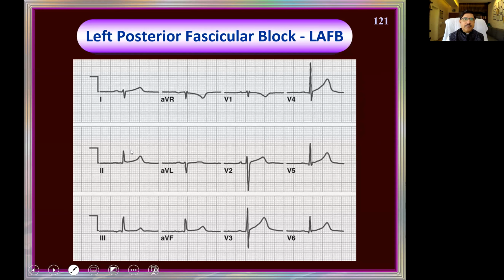Simply seeing a right axis deviation, you can't say posterior fascicular block. Is the patient emphysematic? Is it COPD? Does he have mitral stenosis? Is there pulmonary regurgitation? Is there pulmonic stenosis? All causes of right-sided heart involvement or right ventricular involvement have to be excluded before we say it is LAFB. Whereas in anterior block, mostly it is LAFB, other causes we have to look at. Here other causes we have to exclude, then only it is a posterior fascicular block.